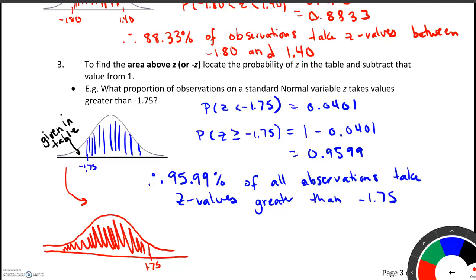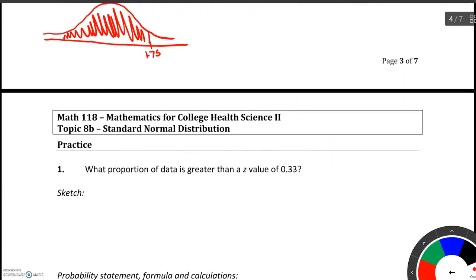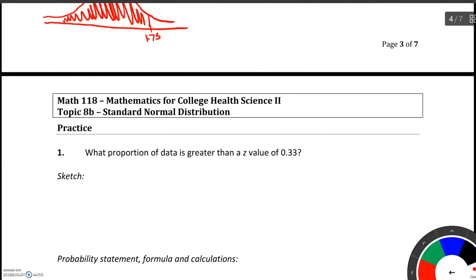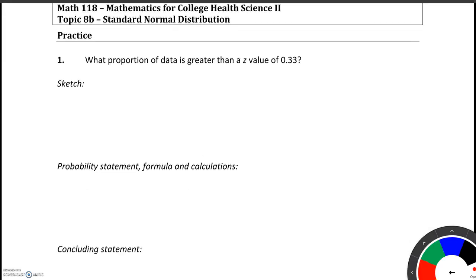So there can be different ways to set up or answer the question, but the answers will be the same based on the symmetry of the curve and the answers in the Z table. So again, to practice this, there's some questions here. You can start off sketching your curve.